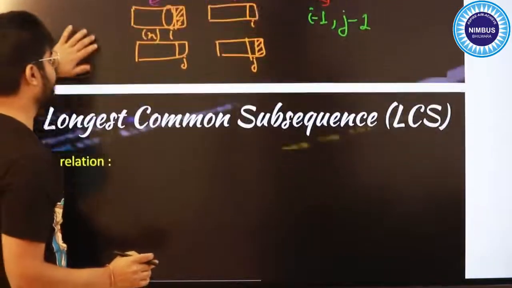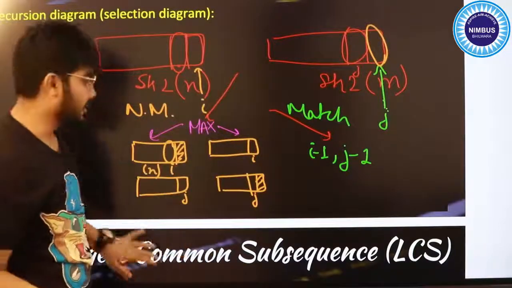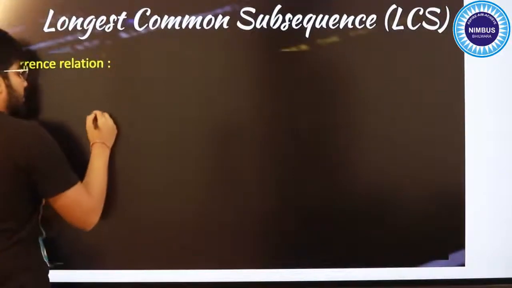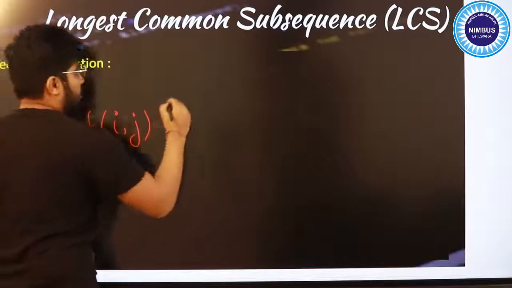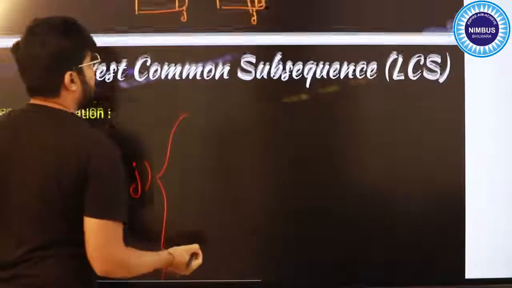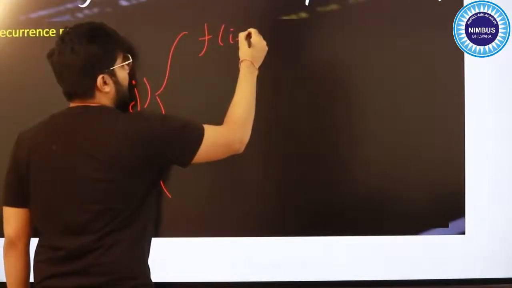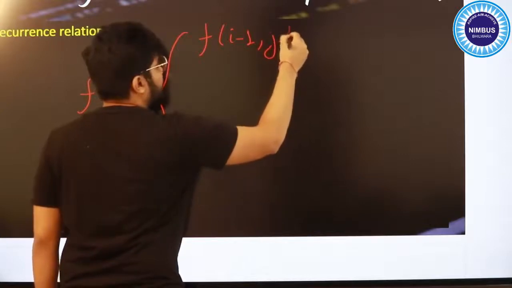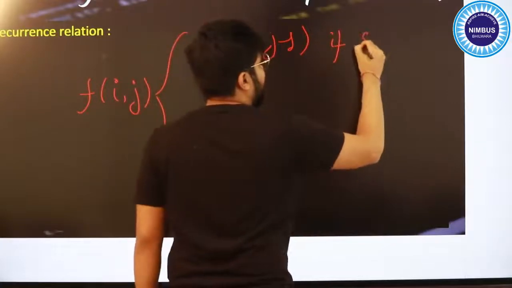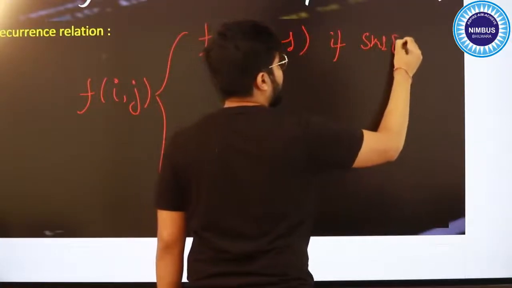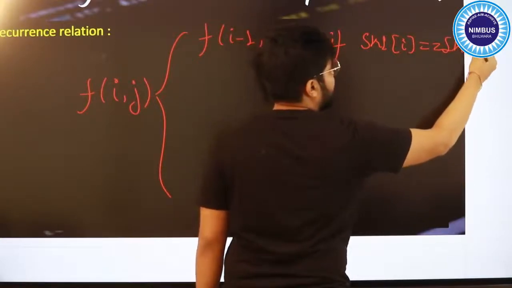चलो रिकरेंसिलेशन देखते हैं. सो एज यू नो व्हाट आर द पैरामीटर्स व्हिच आर चेंजिंग, आई और जे, ठीक है, तो वही कर देते हैं. सो एफ ऑफ आई कॉमा जे. ओके, सो व्हाट आर द पॉसिबिलिटीज? सो द पॉसिबिलिटीज आर, व्हाट इफ दे आर मैच्ड? इफ दे आर मैच्ड देन विल मूव I minus 1 and j minus 1, one step forward for both I and j, when your string 1 of I is equal string 2 of j.